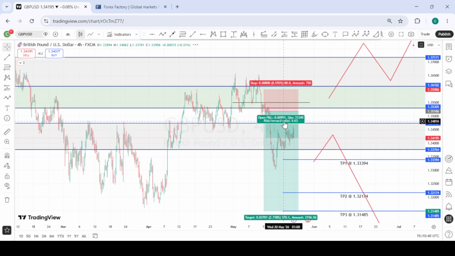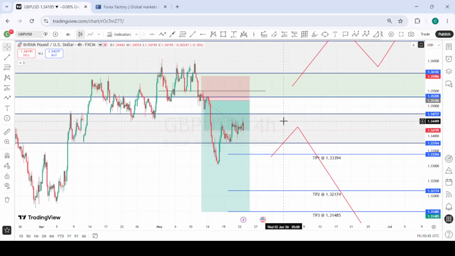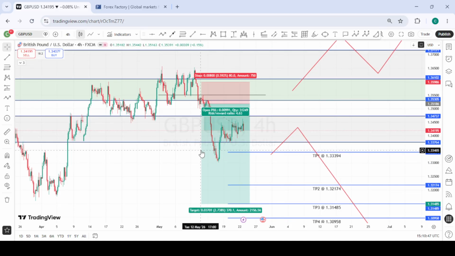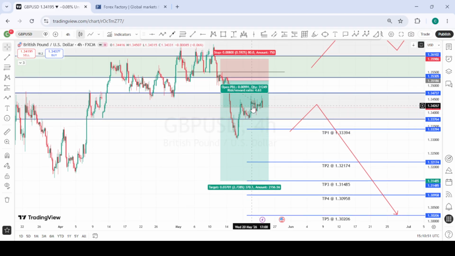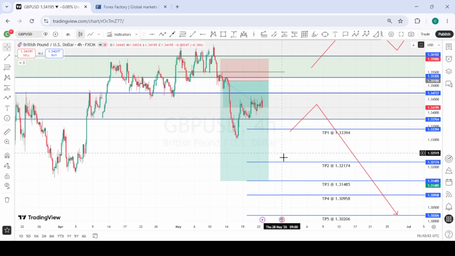This is the GBPUSD setup we had, or sell we took from last week. I think last week. And we were anticipating that price was going to pull back into this area of interest to give us some more selling opportunities to the downside. Price has pulled back nicely, and it's still possible that we can still see some selling momentum from here.